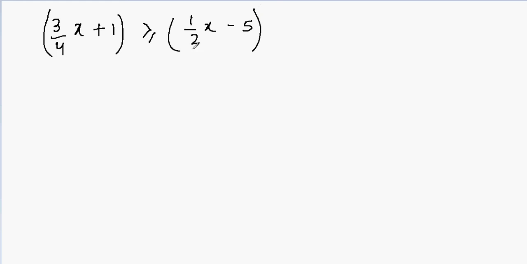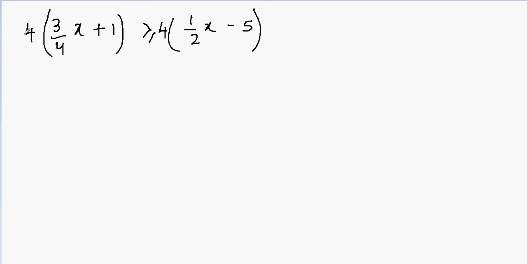So let's take a look at the first example. I have 3/4 x plus 1 greater than or equal to 1/2 x minus 5. Now, how do I solve it? You can notice that we have fractions in this inequality. So we'll multiply both sides by the least common multiple of the denominators. The denominators are 4 and 2, and the least common multiple of 2 and 4 is 4. So we multiply both sides by 4.